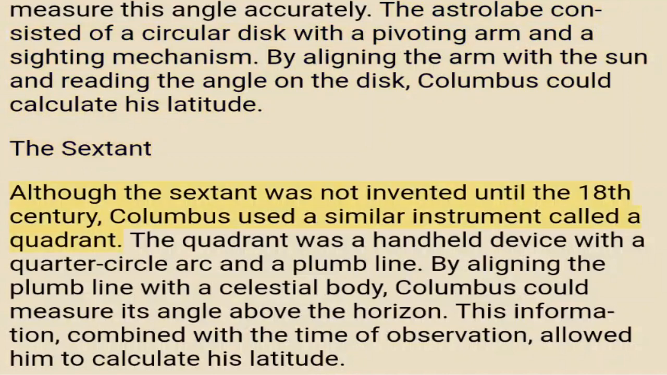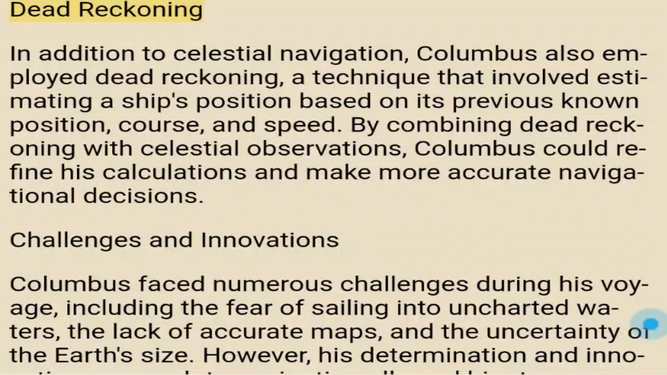The sextant. Although the sextant was not invented until the 18th century, Columbus used a similar instrument called a quadrant. The quadrant was a handheld device with a quarter circle arc and a plumb line. By aligning the plumb line with a celestial body, Columbus could measure its angle above the horizon. This information, combined with the time of observation, allowed him to calculate his latitude. Dead reckoning.